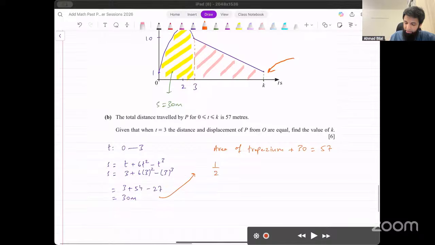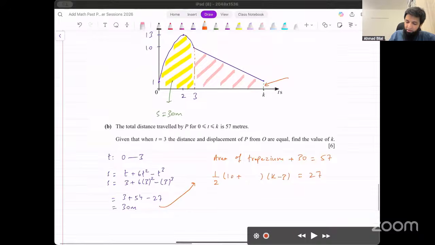Now, what's the area of the trapezium? Half into sum of parallel sides. One parallel side is 10, that we know. The problem is the other parallel side, we don't know what this height is. Let's leave it as it is. What about the height of the trapezium? It's k minus 3, right? This distance is k minus 3. Plus 30, we could take that to the other side. 57 minus 30, that is 27. Now the problem is, how do you find this parallel side?